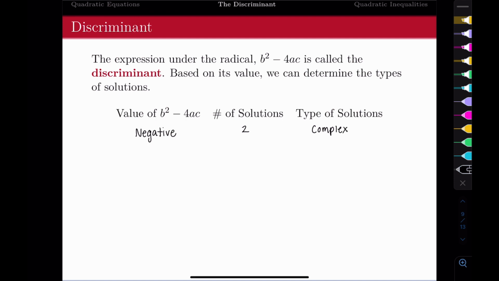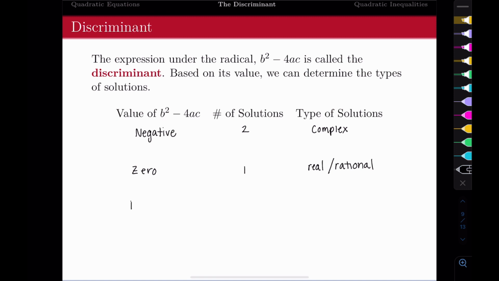You're going to have the square root of something negative. It's going to involve i. Second possibility is this could be 0. So b squared minus 4ac ends up equaling 0. In this case, you're going to have a single solution. It's basically repeated because you would do negative b plus or minus 0 over 2a. Only one solution, the plus or minus part disappears. And it's going to be a real solution, and it's going to be rational. So it will be an integer possibly, or an integer over an integer.